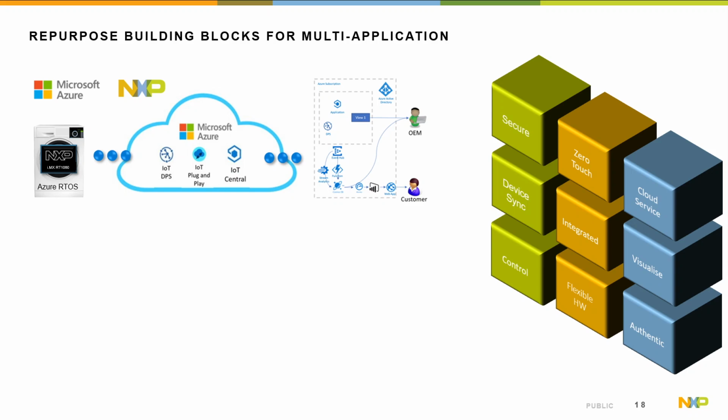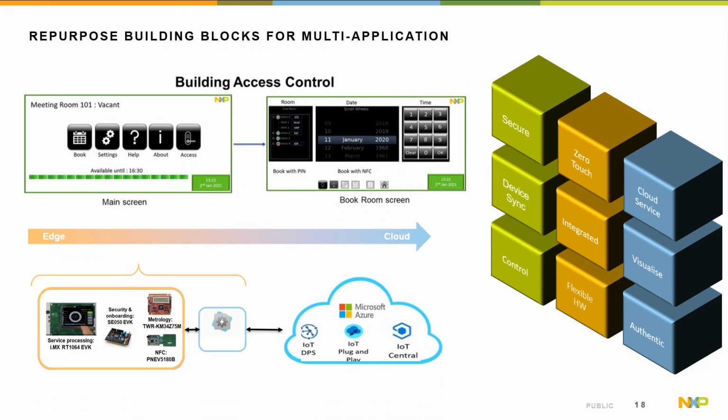Again, using the same building blocks, we could also think about developing a building access control system. Again, using the integration of the graphics of the IMX RT with a secure connection to the cloud, using DPS, for example, for that device provisioning, and then being able to visualize that and control that from the cloud. So again, lots and lots of different applications once you become familiar with the key building blocks.